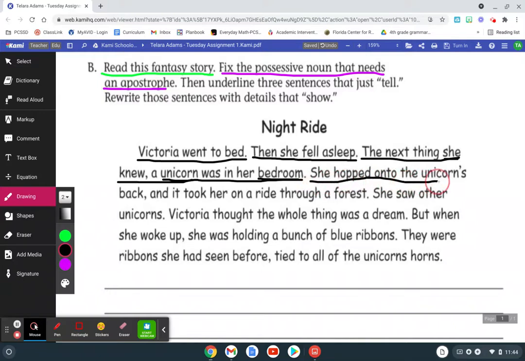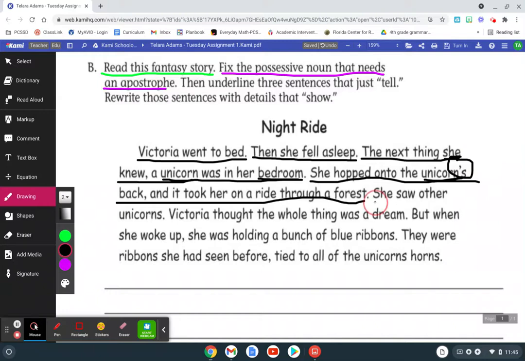She hopped onto the unicorn's back and it took her on a ride through a forest. Look at my nouns here. Oh, there's unicorn, unicorn's back. The unicorn, of course, owns its back, but there's already an apostrophe. So we don't have to fix it. That's correct. We're going to find another one.